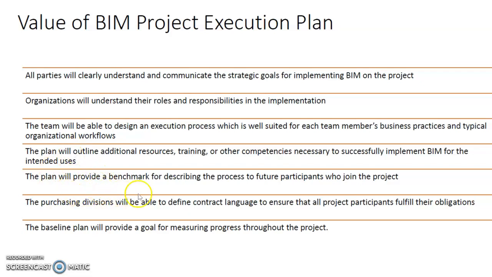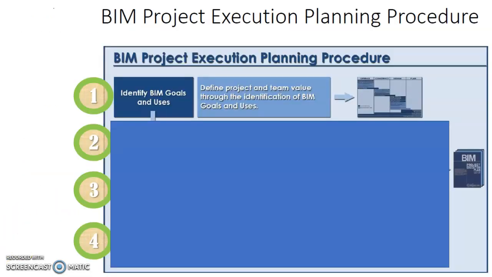And this plan can also be a benchmark for describing the process to future participants who join the project. In addition, the purchasing divisions will be able to define the contract language to ensure that all project participants fulfill their obligations. And the baseline plan will provide a goal for measuring progress throughout the project. There are altogether four steps to take in order to complete the forming of the BIM project execution plan.